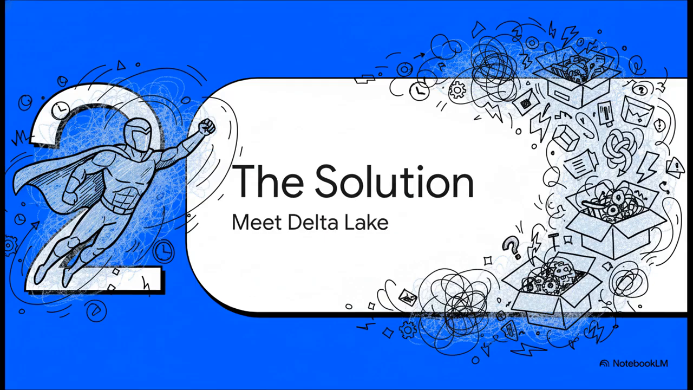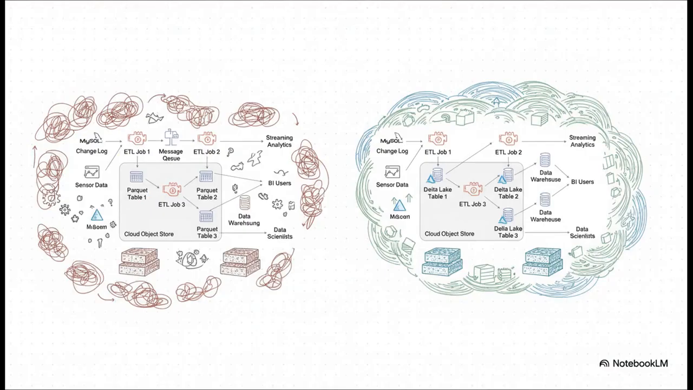So how do we possibly fix this mess? Well, this is where the hero of our story comes in. Meet Delta Lake. It's built specifically to bring order, reliability, and most importantly, speed back to the chaos of your data lake.